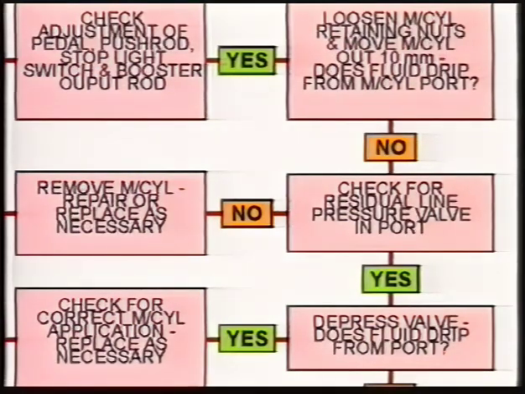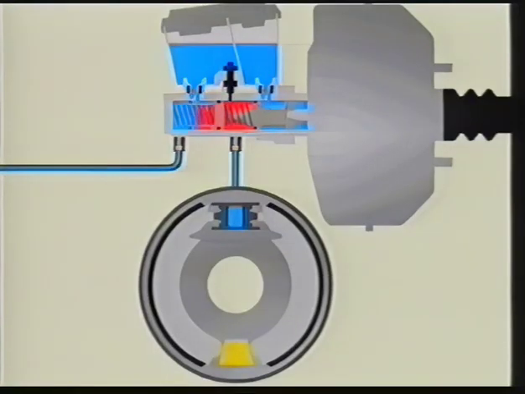If fluid now drips freely from the master cylinder port, the adjustment of the pedal push rod, booster output rod, and stoplight switch will need to be checked and adjusted to manufacturer's specifications as necessary.